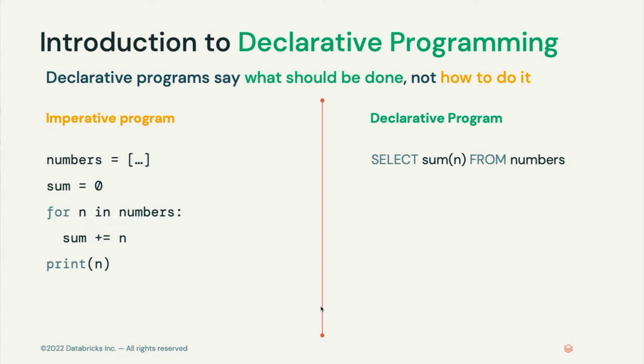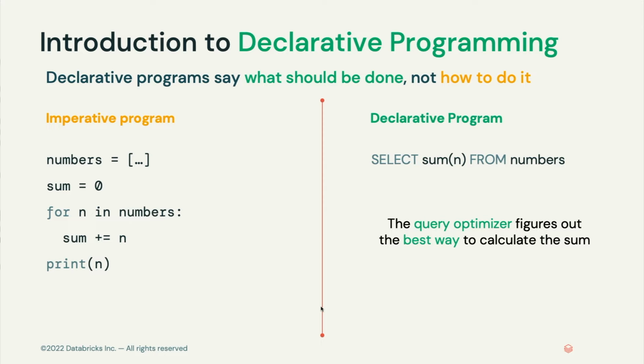The key trick of a declarative program is it says what should be done, but it does not say how to do it. Here I have two examples, a super simple example where we want to add up a bunch of numbers. The imperative program actually has to have a for loop, and it has to iterate through the array. It has to add them up, and it has to print out the answer. It says exactly how to do it. A declarative program, on the other hand, just says, I want to know the sum of these numbers. And the idea here is the query optimizer figures out the best way to execute it.